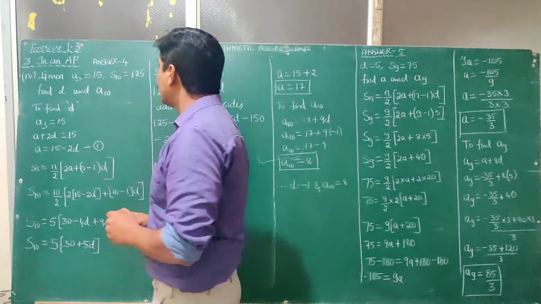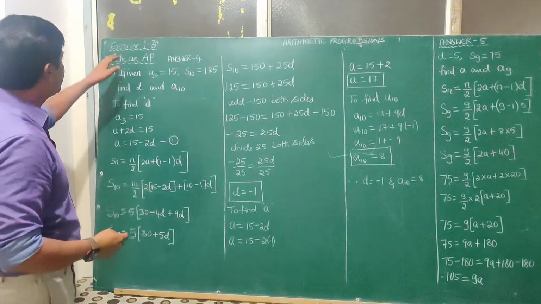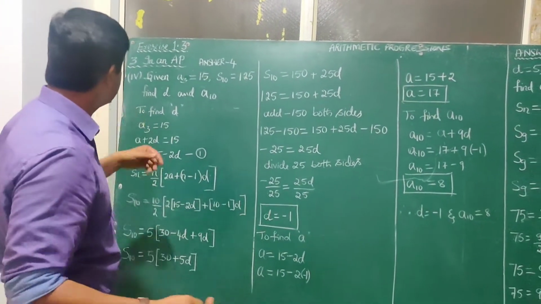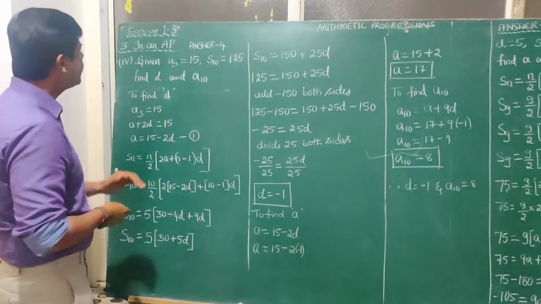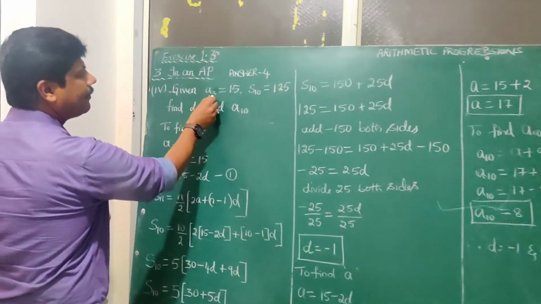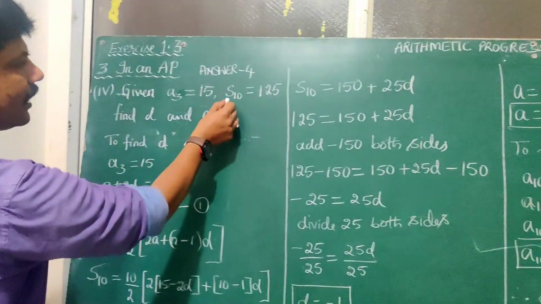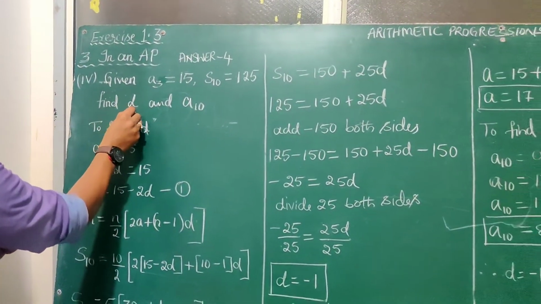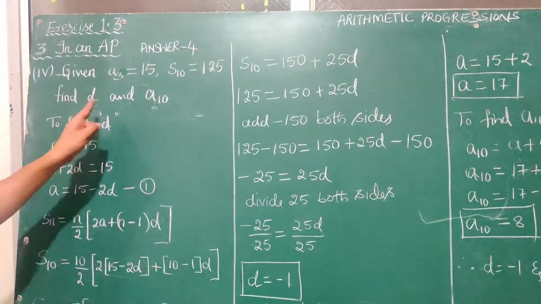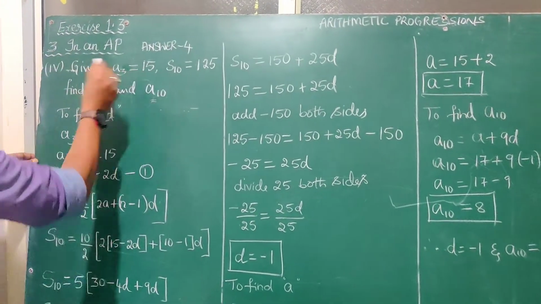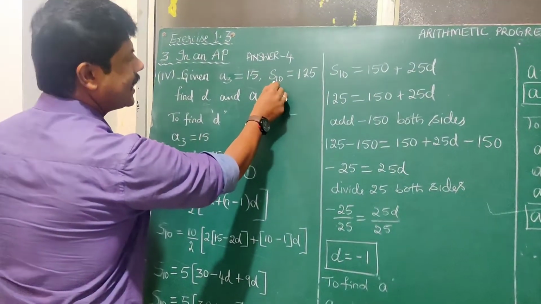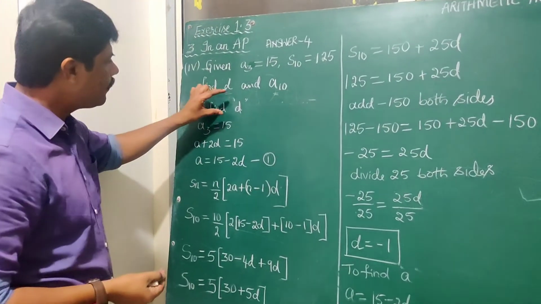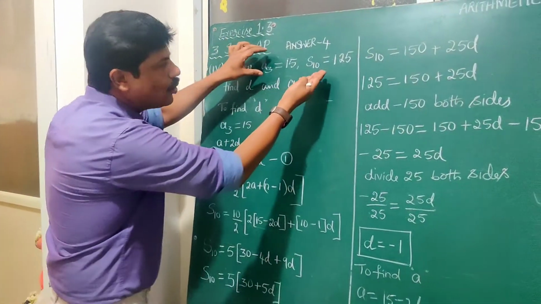With this, we'll see the continuation part of exercise 1.3, fourth problem. We are dealing with a series of 10 problems, of which we are now dealing with the fourth problem, where it is given A3 is equal to 15, S10 is equal to 125, and we need to find the value of D and A10. What is given? A3 and S10 equal to 125. These two clues are given now. To find D, we should make use of these clues.